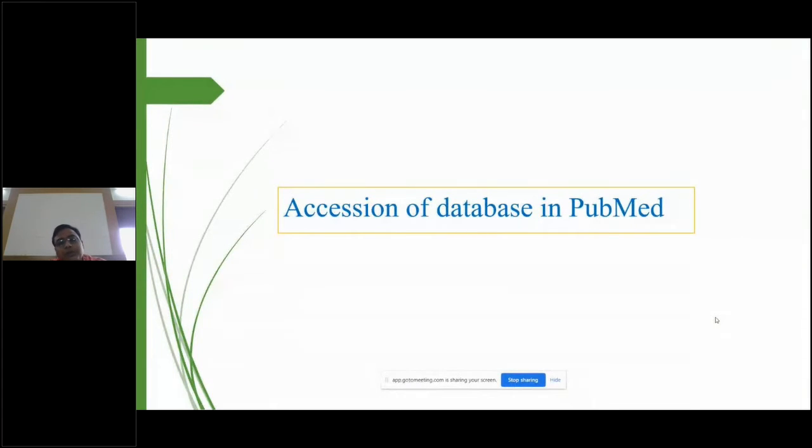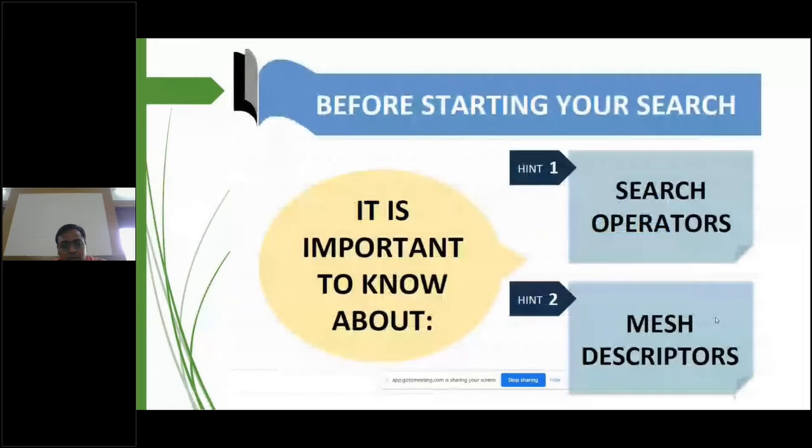So, for example, we are going to take the PubMed search engine for today's session. How to access the databases in PubMed: we are taking PubMed in today's session. Before starting your search, we have to divide your search into two hints. Hint one is the search operators, and hint two is the MeSH descriptors. It is important to know about these hints, because if you are not aware of search operators and MeSH descriptors, you can't find accurate information from PubMed.